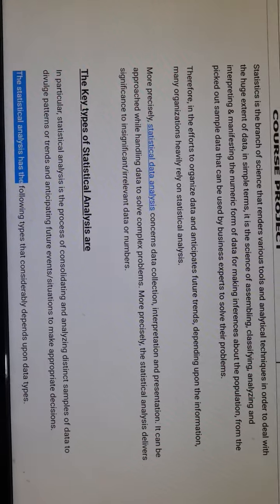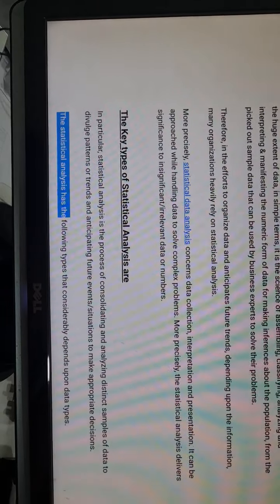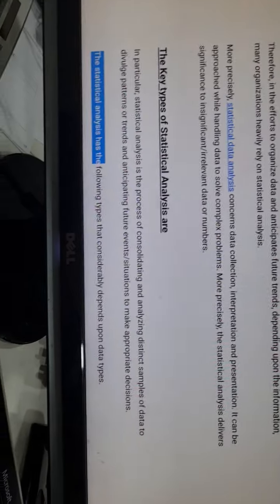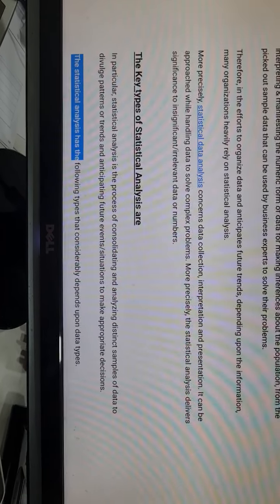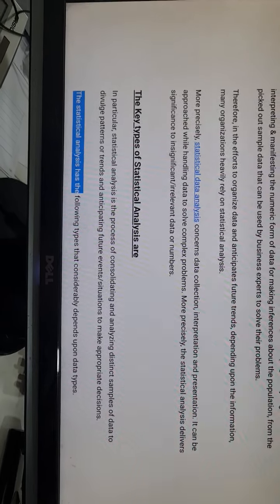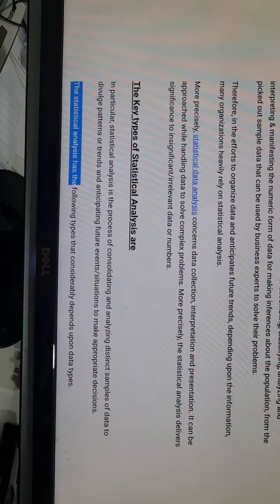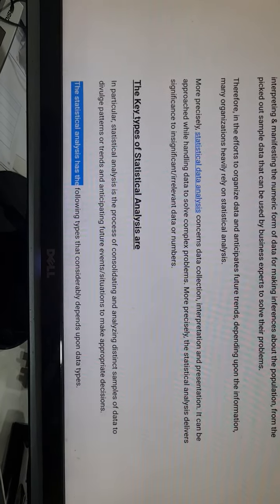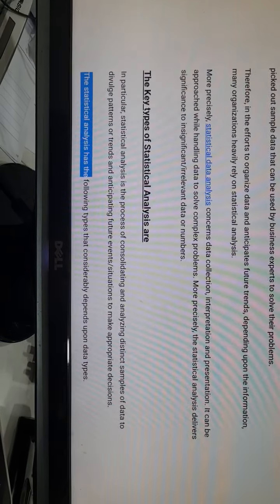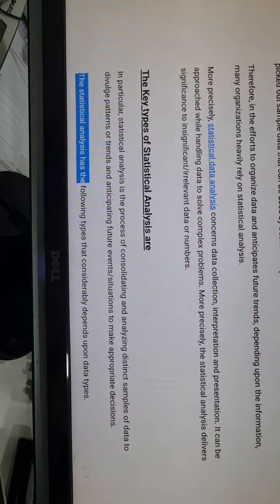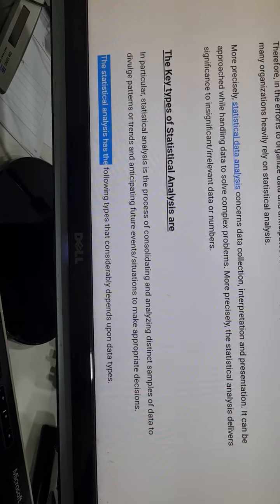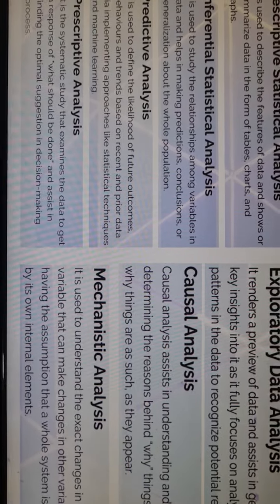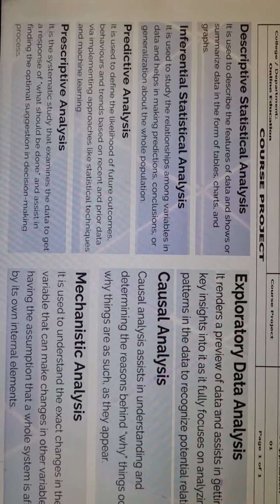There are some key types of statistical analysis. Statistical analysis is the process of consolidating and analyzing distinct samples of data to divulge patterns or trends, anticipating future events and situations to make appropriate decisions. The statistical analysis has the following types that considerably depend upon the data types. There are 7 types of statistical analysis.